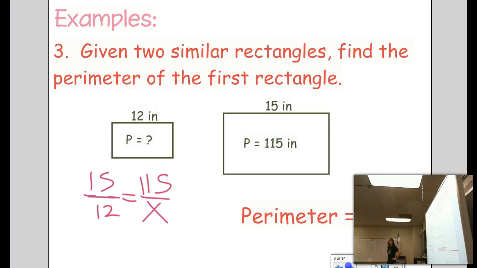For cross multiplying, 115 times 12 divided by 15. 92? Okay. Since this was one-dimensional and this was one-dimensional, we were allowed to cross multiply. So this was a basic problem. What's our units, 92? Inches. It's not inches squared because perimeter is 1D. That was basic. Let me show you what happens when you mix 1D with 2D.